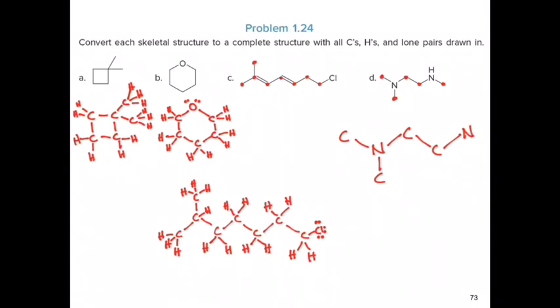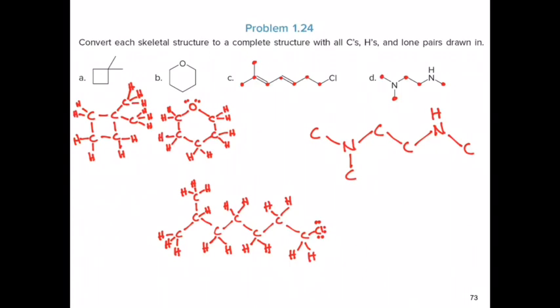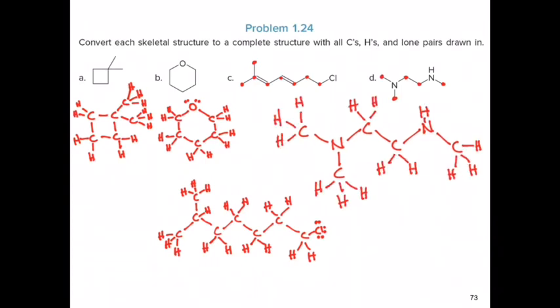Let me move this to the left real quick. And then this nitrogen atom is bonded to a hydrogen, or a carbon atom. So now we've labeled all the carbon atoms. And now we're going to include the hydrogens, making sure that every carbon atom is tetravalent. All right, so now we have all the hydrogens bonded to the carbon atoms.